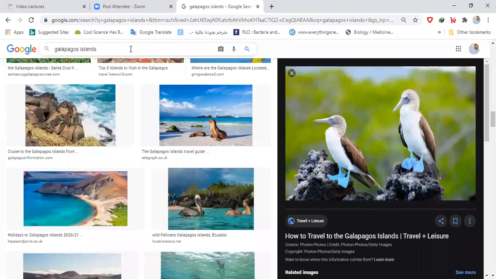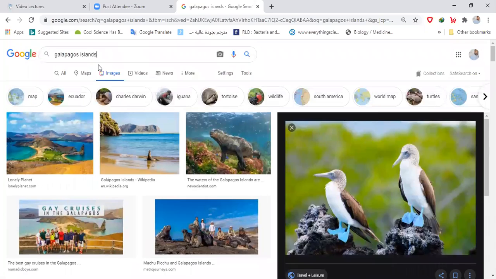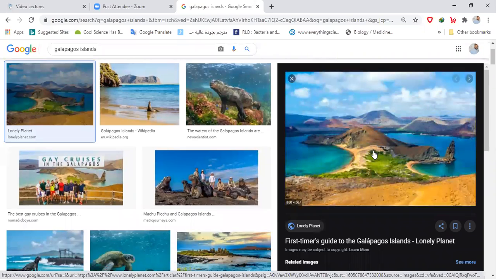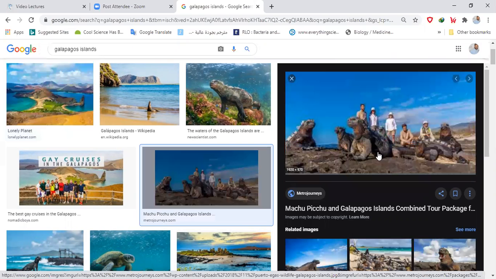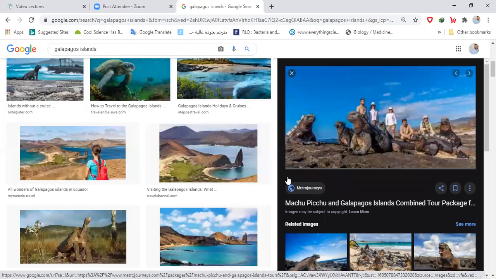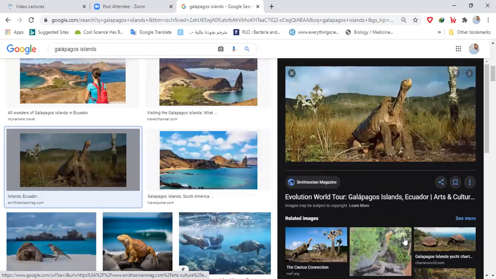Look at this. This is the Galapagos Islands, a series of islands located near South America. It has many different species of iguana, different species of tortoises. As you see here, this is a long-necked tortoise.